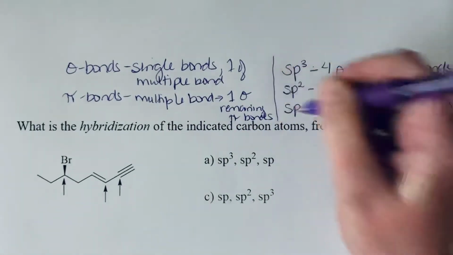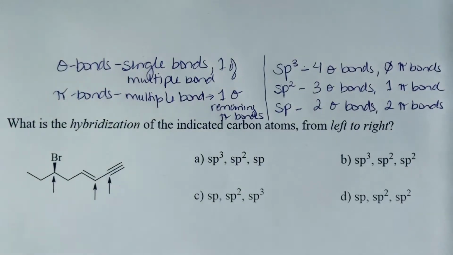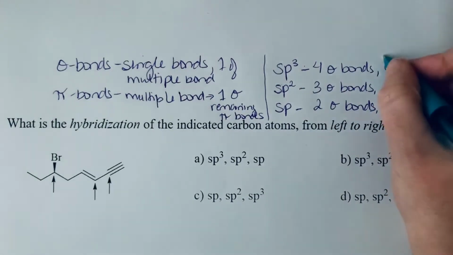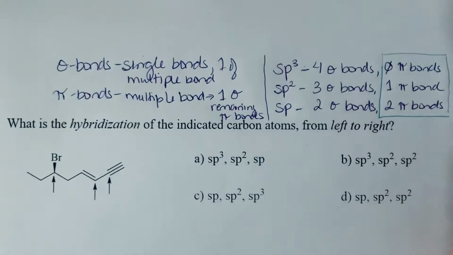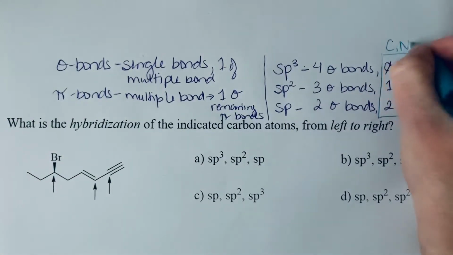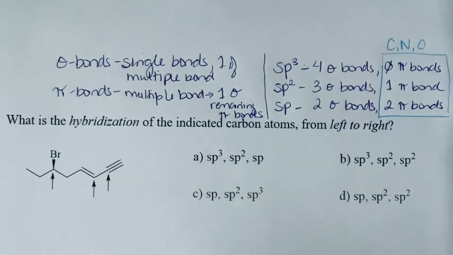And I also want to take a look at this chart here. We drew this specific to carbon. We can also expand this to nitrogen and oxygen if we just consider the number of pi bonds. So if we count pi bonds only, we can use this to relate back to the hybridization of carbon, nitrogen, and oxygen, which will be handy for us as organic chemists because we come across these elements all the time.